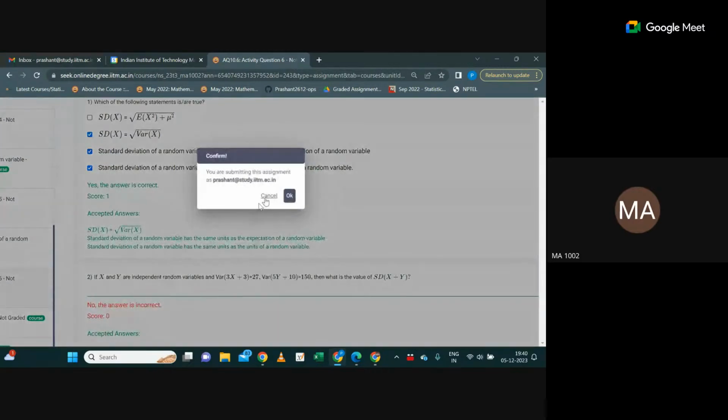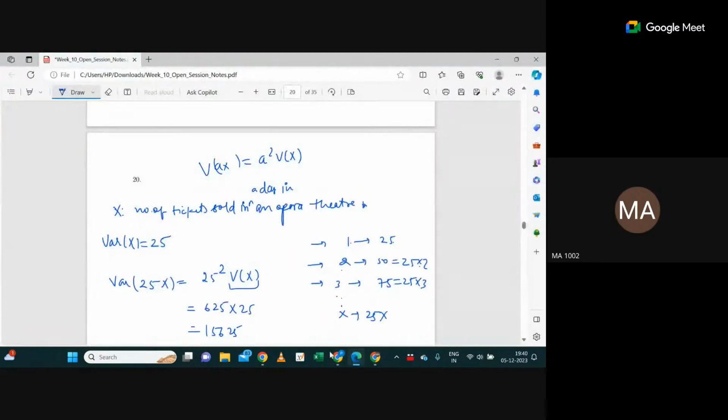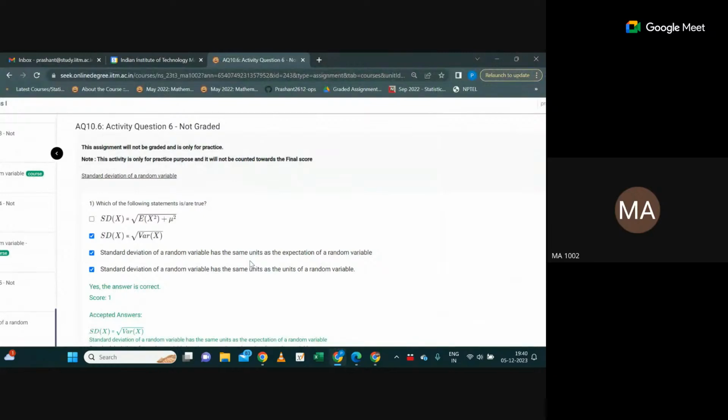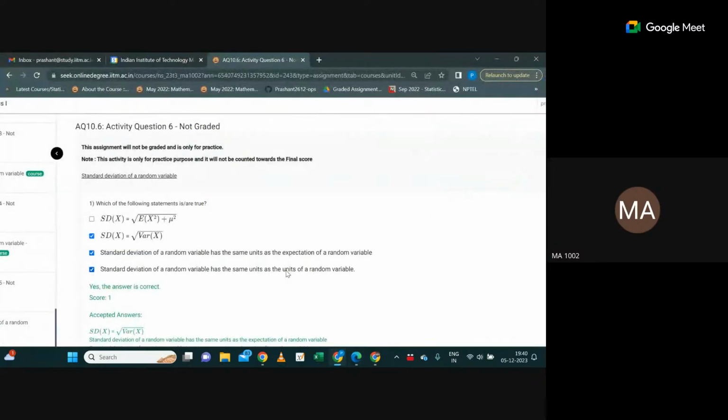Let's check the answer whether you are correct or not. So you are correct. The first option is not correct because it should be a minus: the expected value of X squared minus mu squared. The second is correct. The third option says the standard deviation of a random variable has the same units as the expectation of the random variable. Suppose X is the weight of a person in kilograms, then the expectation of X will be, let's say, 45 kilograms. Then the standard deviation will also have the same unit. And option number 4 is also correct because the standard deviation gives us the same unit as the random variable.